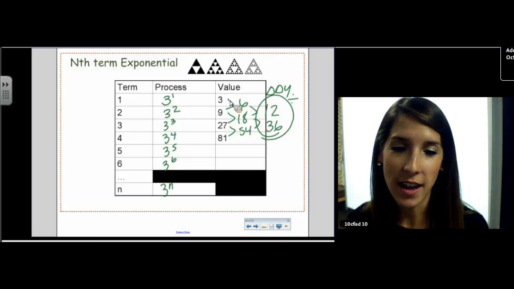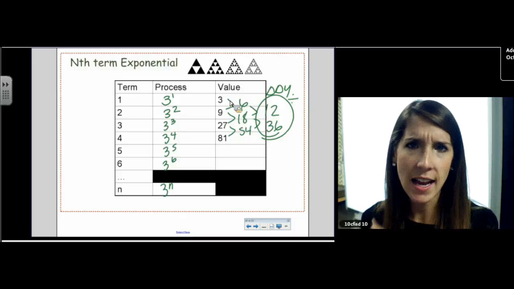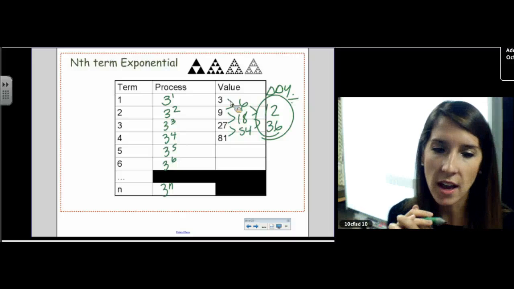How do you make 3 look like 3? Plus 0. How do you make 3 squared, how do you make 9 look like 9? Plus 0. So we're actually done for this problem.